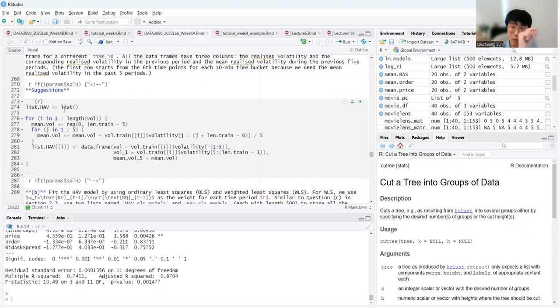And the HAV-RV model essentially predicts the realized volatility at time t based on the realized volatility at time t minus 1, the previous realized volatility, the mean realized volatility in the previous 5 periods, and the mean realized volatility in the previous 22 periods. So if you think of t equals 1 day, then the previous 5 periods is like the mean realized volatility in the last week, and the previous 22 periods is something like the mean realized volatility in the past month.